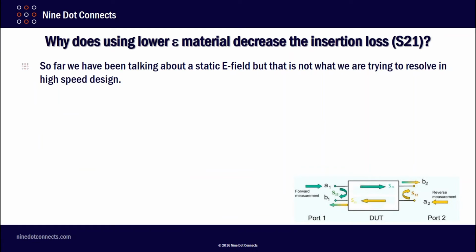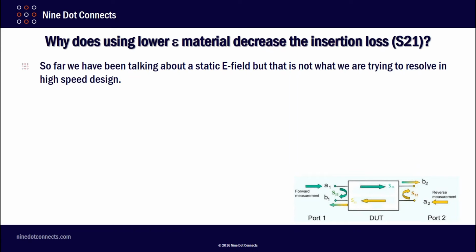So the question is, why does using a lower permittivity material decrease the insertion loss in the S21? Because ultimately, as we talked about in previous material, the S21 helps us understand how much signal is being lost from the source to the load. Ideally, we want all of the energy coming from the source to get to the load, so we want to minimize this S21 insertion loss.